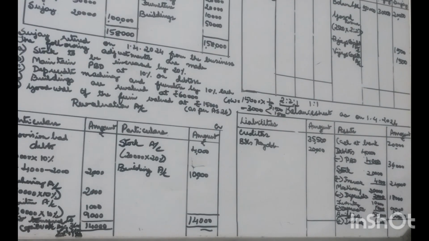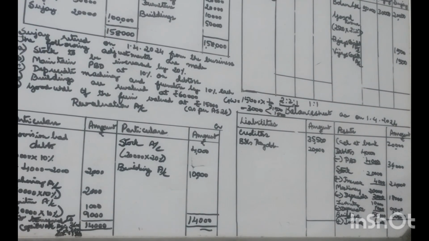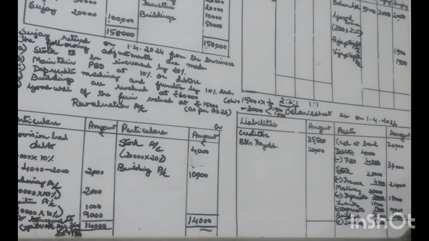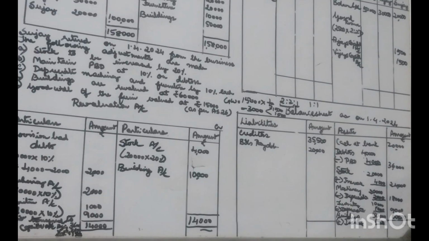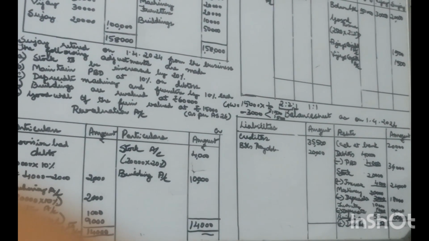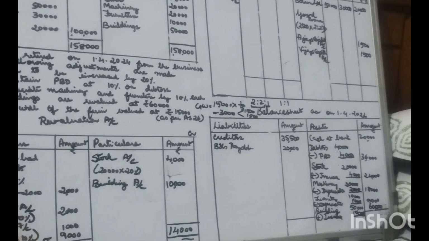All three partners are entitled to a share of this profit on revaluation in their profit sharing ratio, that will be 2:2:1. So Ajay gets 3,600, Vijay gets 3,600 and Sujay gets 1,800. And this profit has to be transferred to partners' capital account.